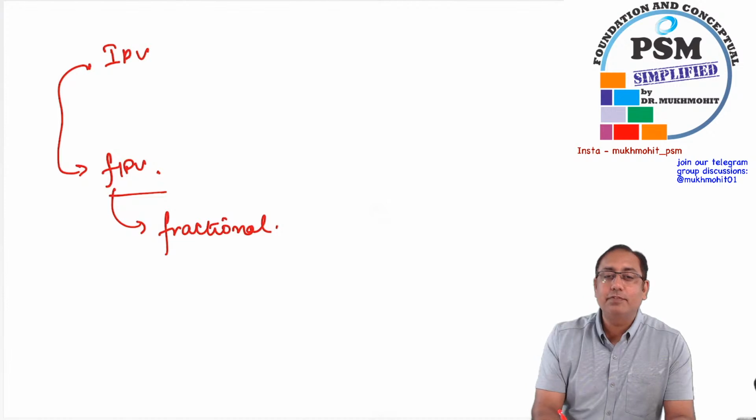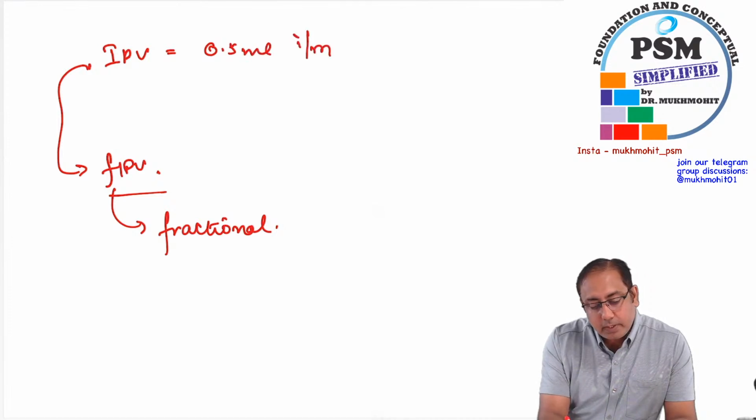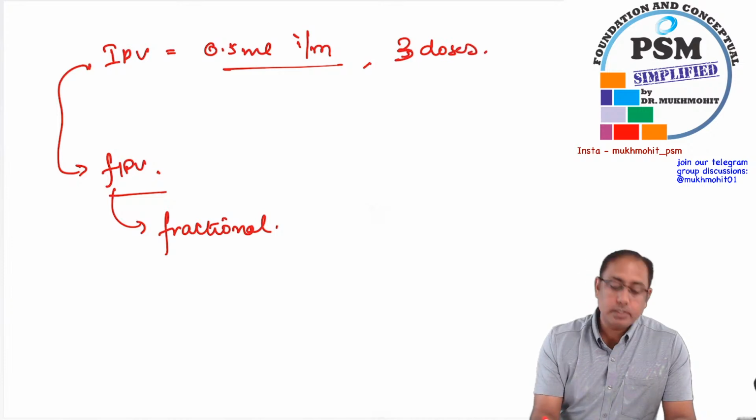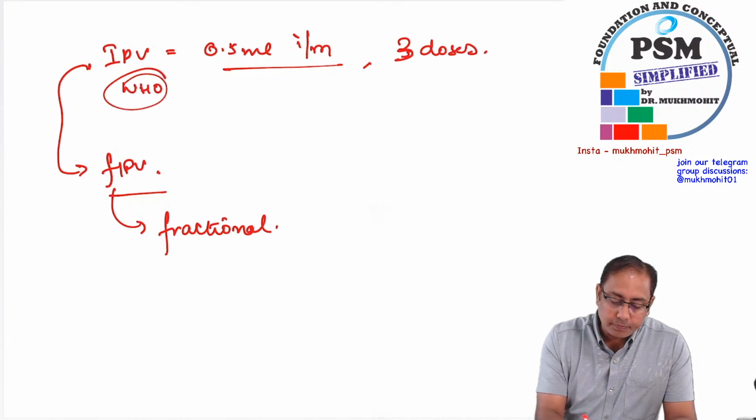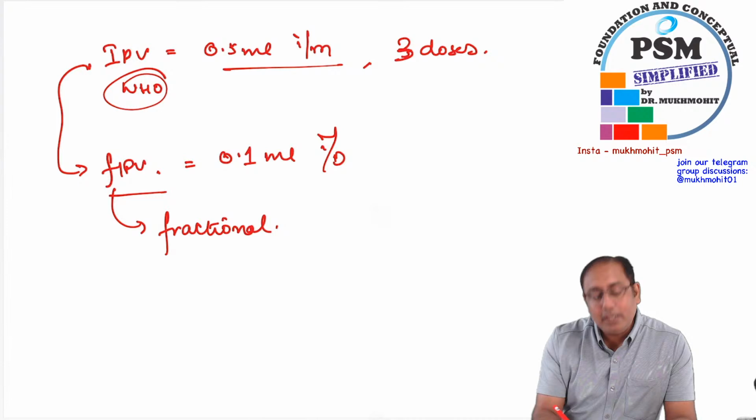FIPV, beta, stands for the fractional IPV. IPV is the regular IPV. It is given as 0.5 ml intramuscular injection, and it has to be given in 3 doses. This is the WHO recommendation. But we can also give it as 0.1 ml intradermal injection.